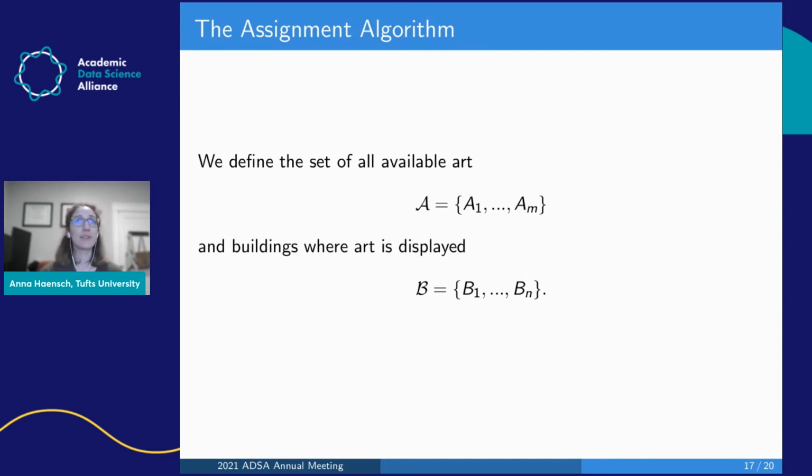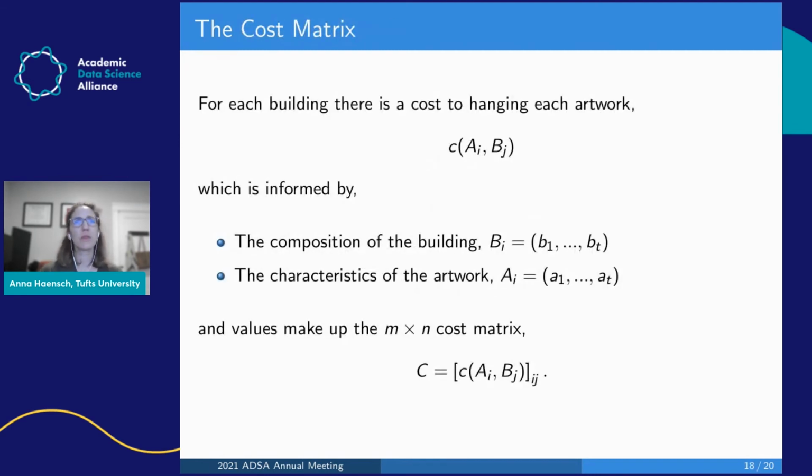And our hope is to somehow map the artworks onto the buildings so we learn exactly where each piece should be hanging to satisfy our motivating questions. So the way that we set this up is by defining a cost matrix. So there's a cost to hanging an artwork in a building. I denote that cost by a lowercase c. So the cost of hanging artwork AI in building BJ is informed by both the composition of the building and the characteristics of the artwork itself.